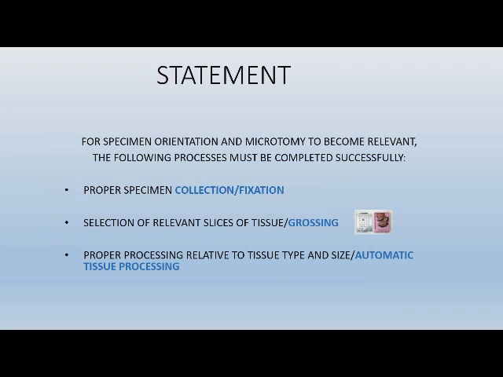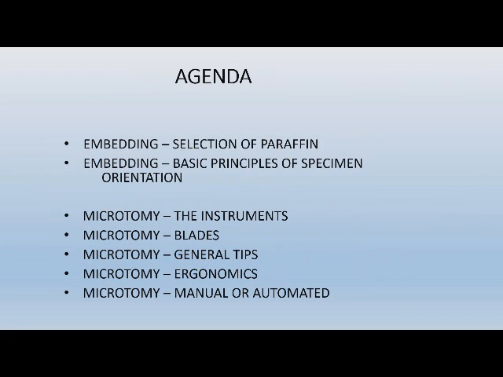Then one of the more important parts is that we need to come up with a schedule based on type and size of the specimen to properly process this tissue. And of course we do this by automatic tissue processing. So if we have actually finished our processing, our collection, and our selection, then we'll move on to the agenda.